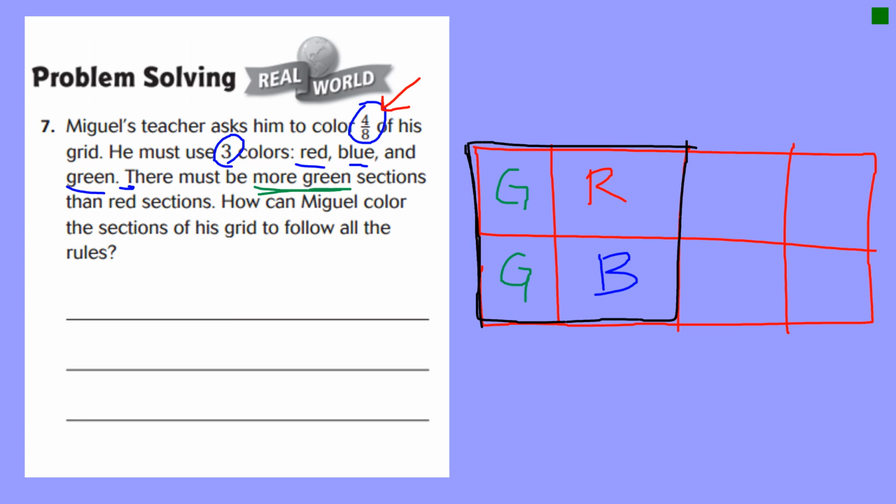Okay, so first let's check. Did he color 4/8? 1, 2, 3, 4 out of 8 equal parts. Yes. He used 3 colors. And is there more green? It absolutely has more green. Has 1, 2. So 4/8, we just really did what we just did before. Has how many green sections?